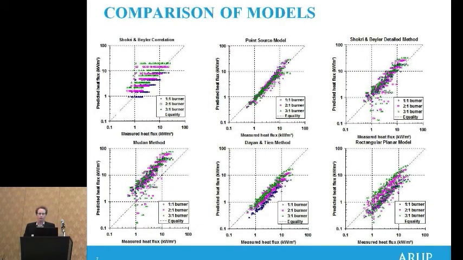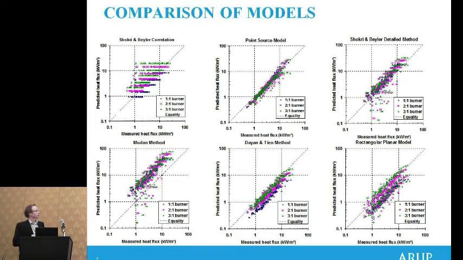These plots compare the measured heat flux along the horizontal axis with the predicted heat flux on the vertical for each of the 6 different models. What we can see is that there is quite a range of accuracies shown by the different models. A very accurate model which predicts the heat flux quite well will have all of its data points close to the equality line.